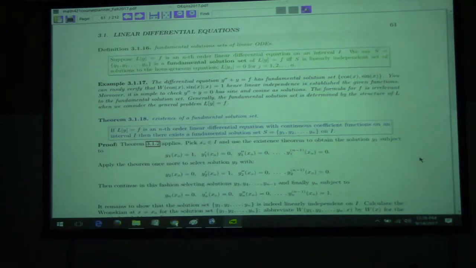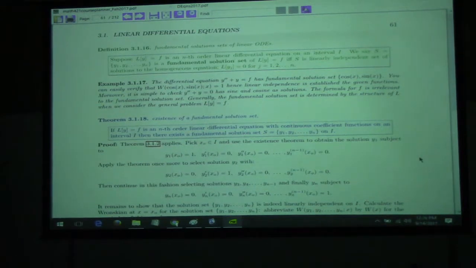So that brings us to the definition. Fundamental solution set. What's a fundamental solution set? A fundamental solution set is a set of n functions that are linearly independent and solve L of y equal to 0. Okay? So here's the proof. The existence of a fundamental solution set. If I have L of y equals f as an nth order linear differential equation with continuous coefficient functions on interval I, then there exists a fundamental solution set.